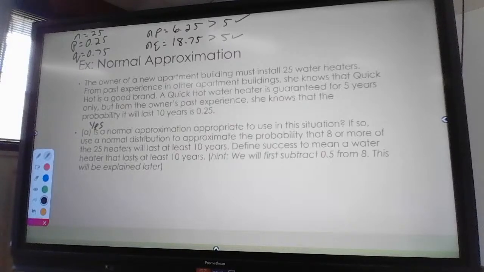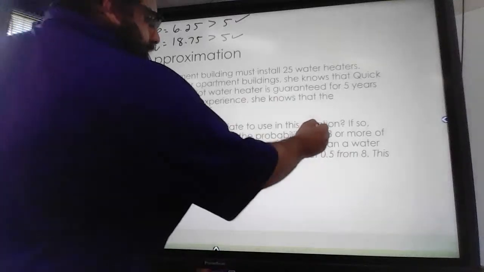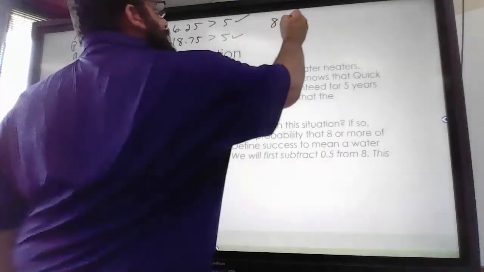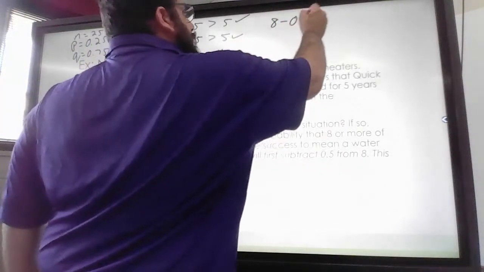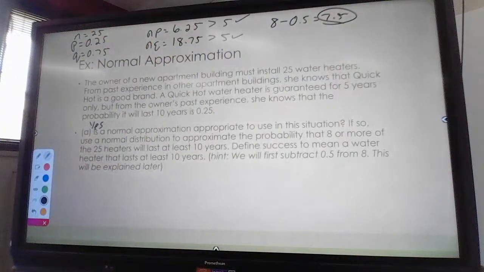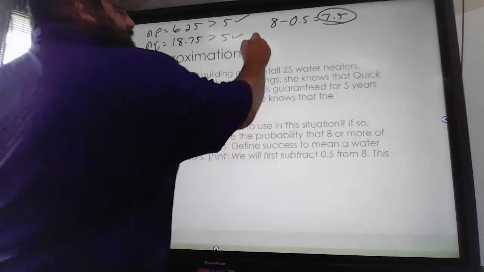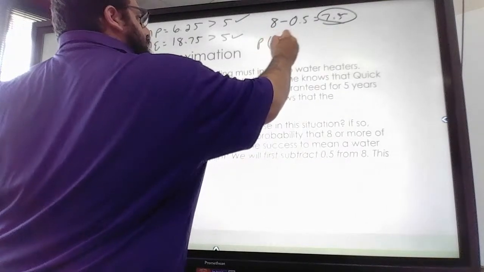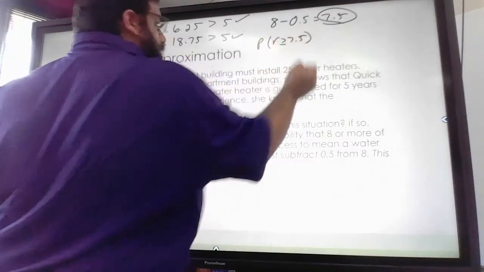Define success to mean a water heater that lasts at least 10 years. Now, the first thing we're going to do is take this number and subtract 1/2 from it. There's a perfectly good reason for that, and it will be explained later. So let's just go ahead and do that first. 8 minus 0.5, that's 7.5. So this is the value that we're going to use instead of 8. And again, I will explain why in a later slide. So we want the probability that R is greater than or equal to 7.5.